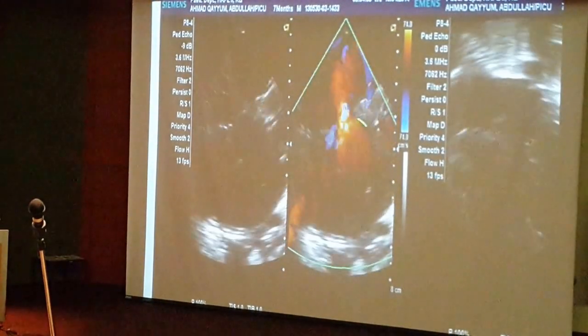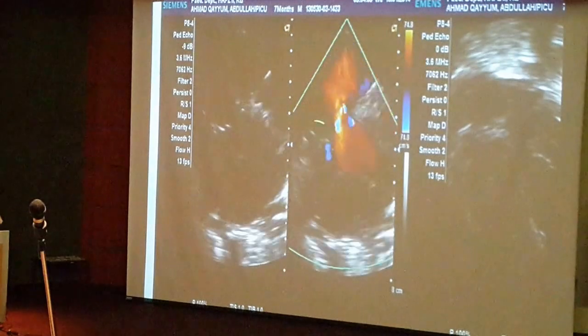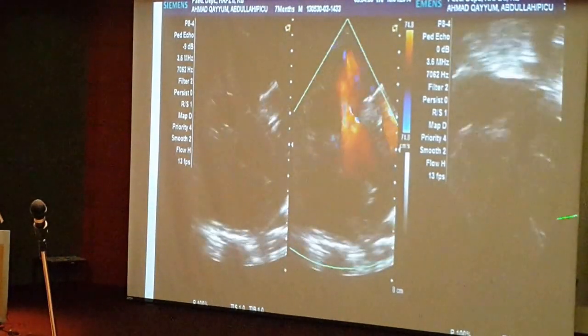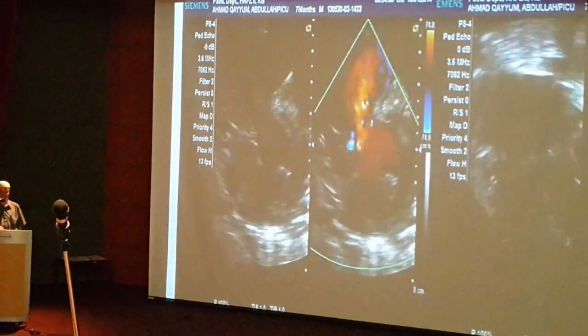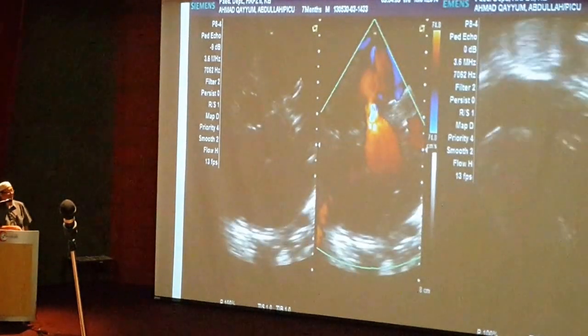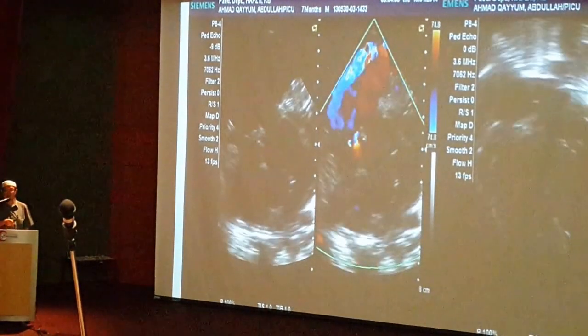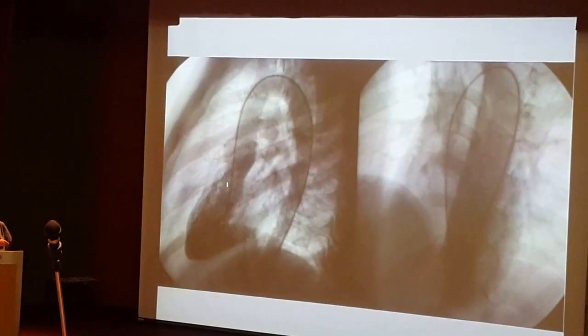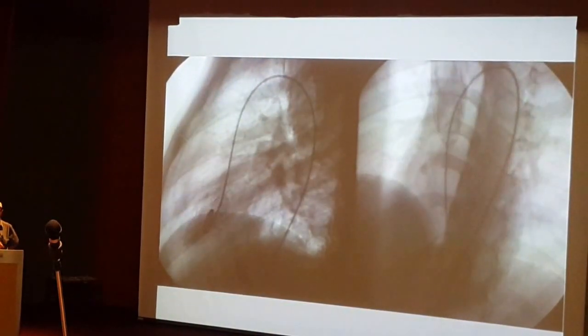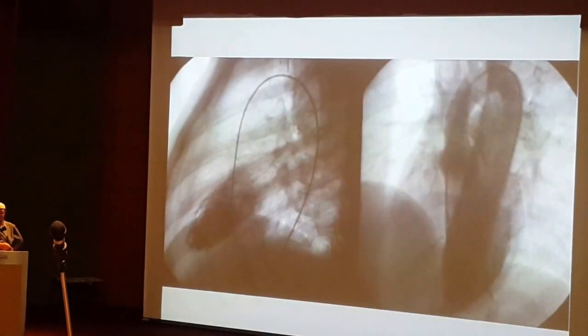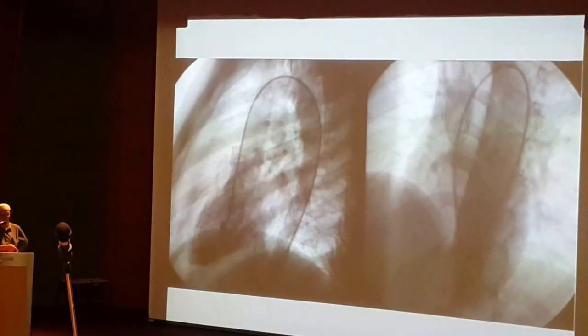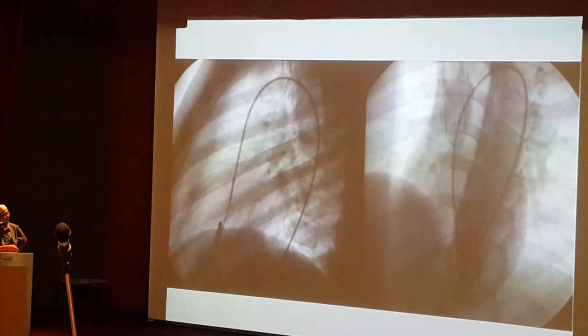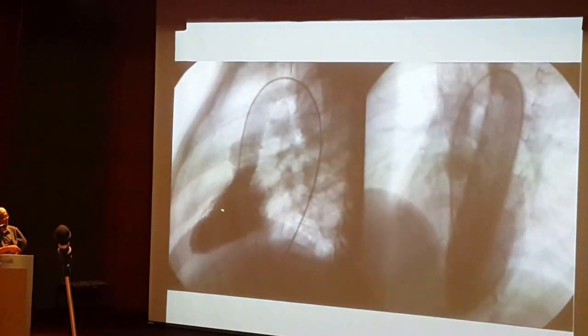There's a large perimembranous defect here, then there's a muscular defect there. Sorry, I couldn't show this well. So this is a child with multiple ventricular septal defects. This is a catheter. What we've done here is we tried to close this VSD and we closed it successfully. But this is an example of an outlet VSD.